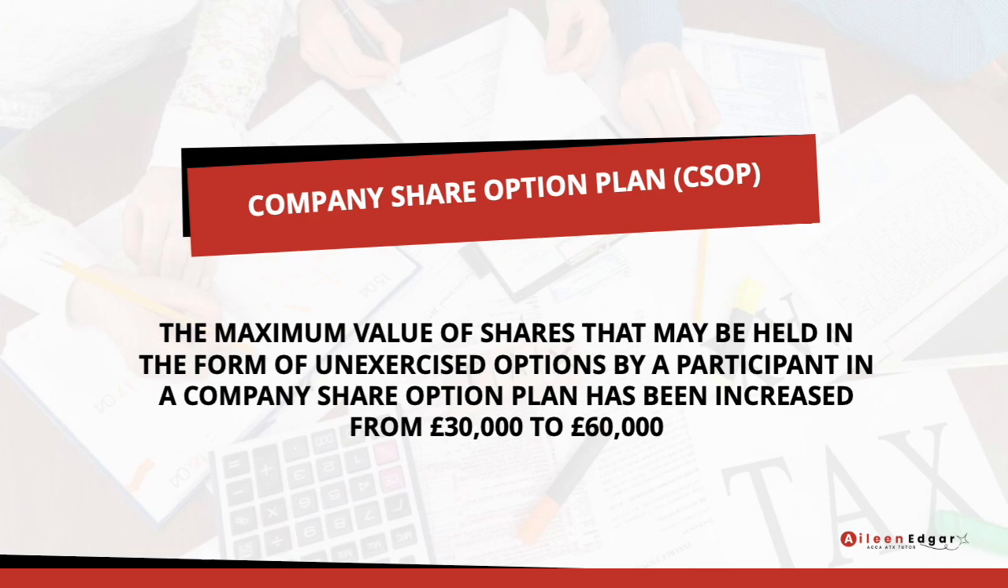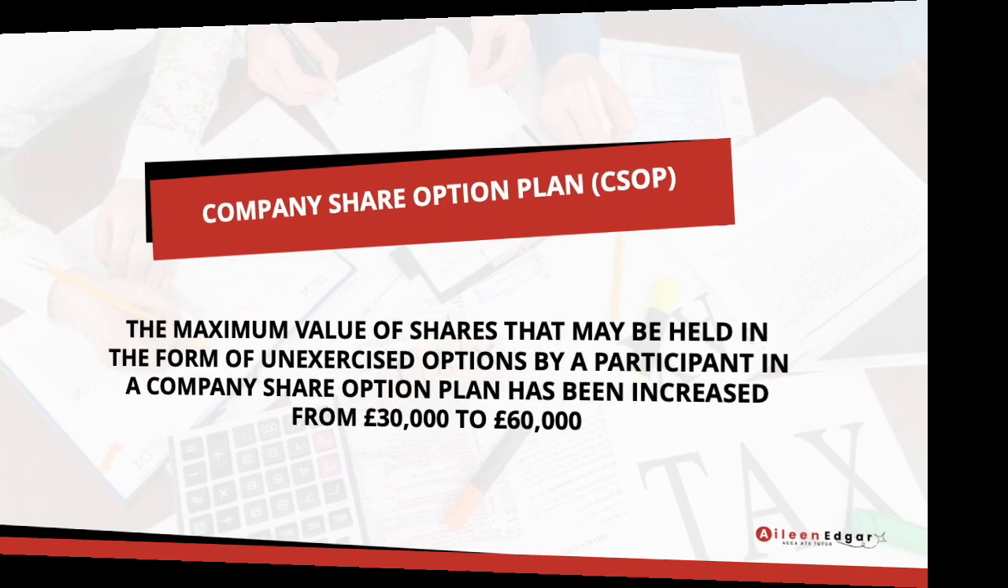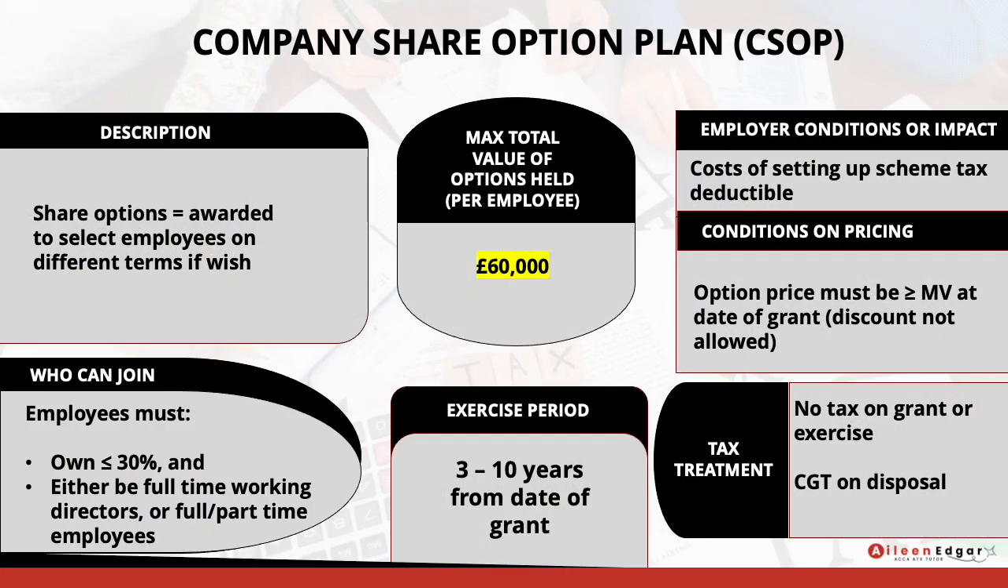Company share option plans are one of the types of tax advantage share schemes available to employers to provide their employees with shares in the company. The maximum value of options that can be held by the employee is now £60,000 at any one time, whereas it was £30,000 before. All other conditions remain the same.